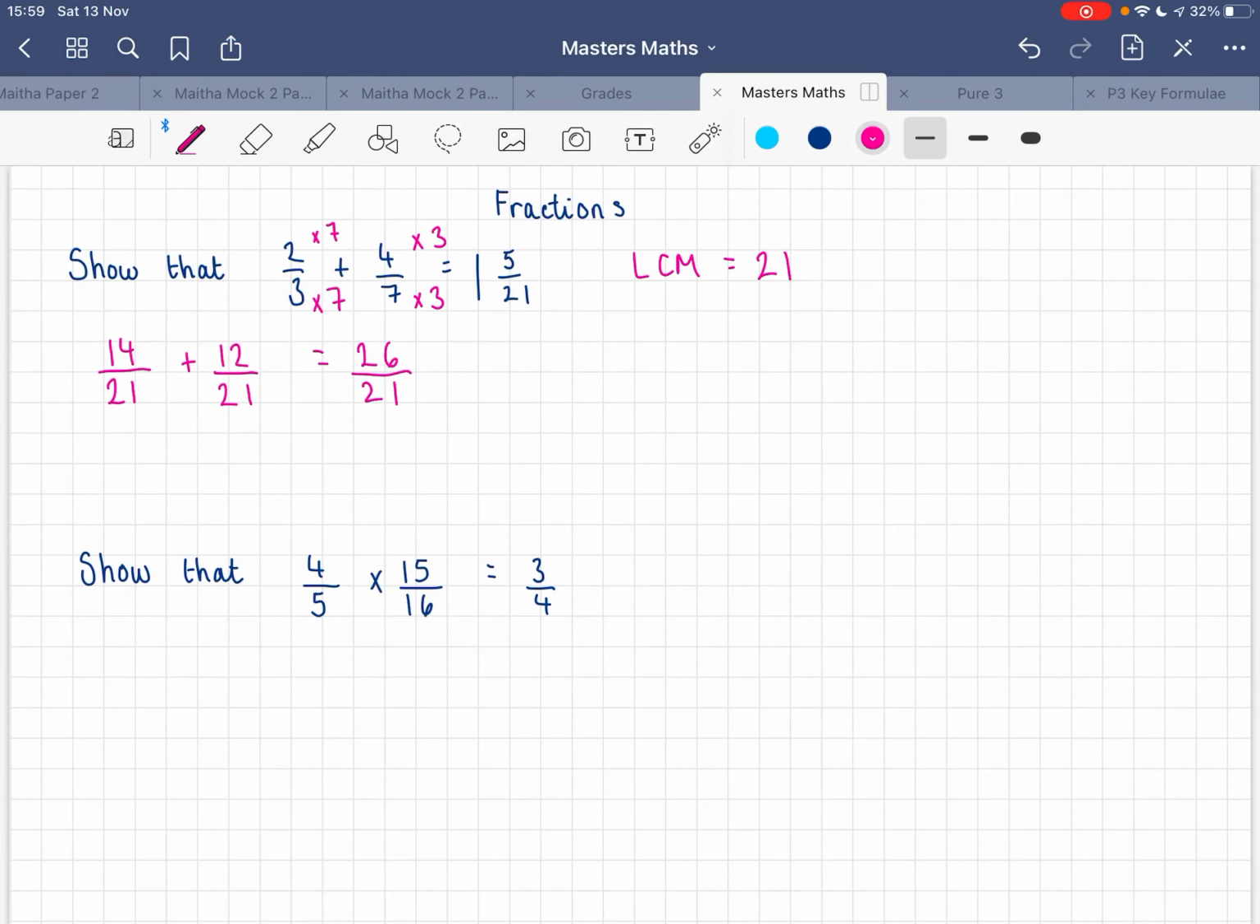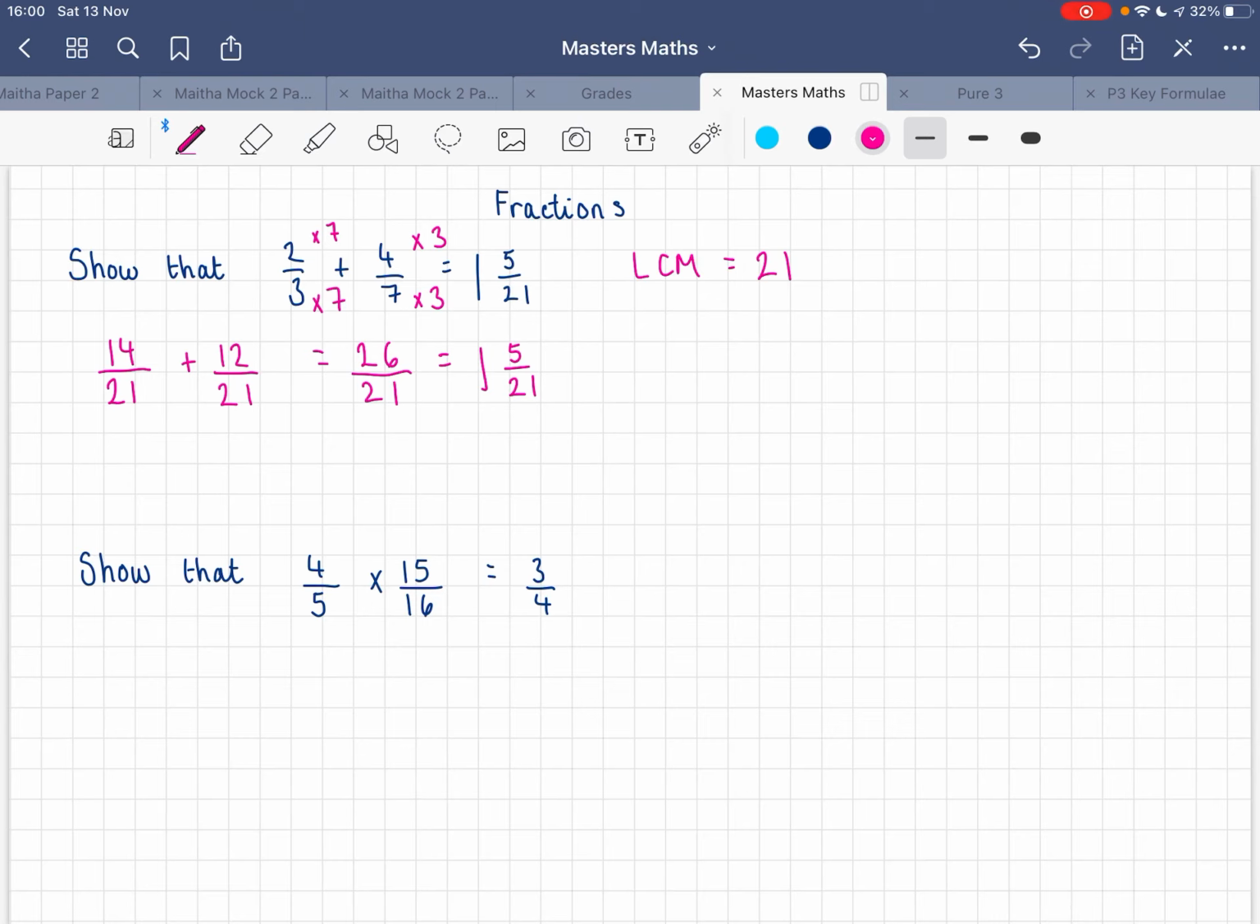And it's starting to look a little bit like the answer they've been given. The only difference is this is an improper fraction. The top is bigger than the bottom. The numerator is bigger than the denominator. So we need to change it to a mixed number in order for it to look like the answer they've given us. So to do that, we say 21 goes into 26 once with a remainder of 5/21.